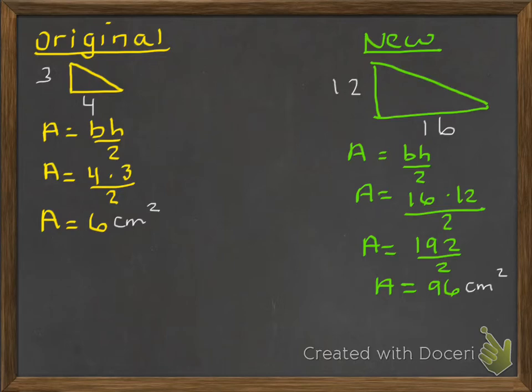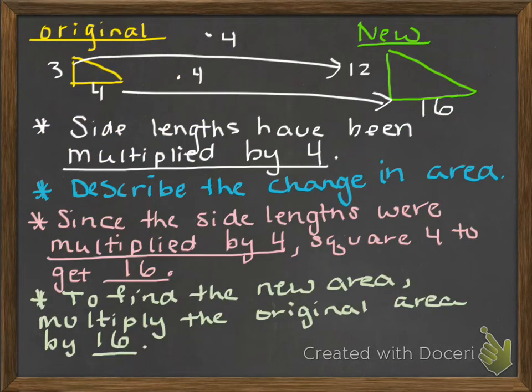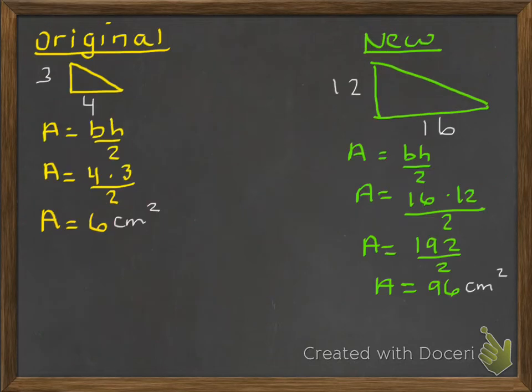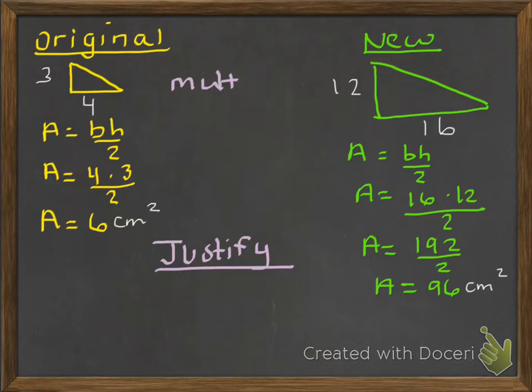So I'm going to just remind you of the theory again. We're starting right here with the theory piece. It says since the side lengths were multiplied by 4, we're going to square the 4 to get 16. To find the new area, multiply the original area by 16. So let's see if that theory worked out. What we should be able to do to justify, this is the big part, is say, okay, between here and here, we had to multiply by 4.